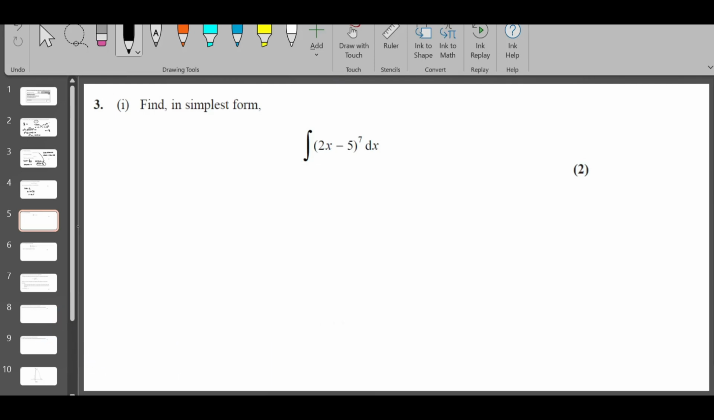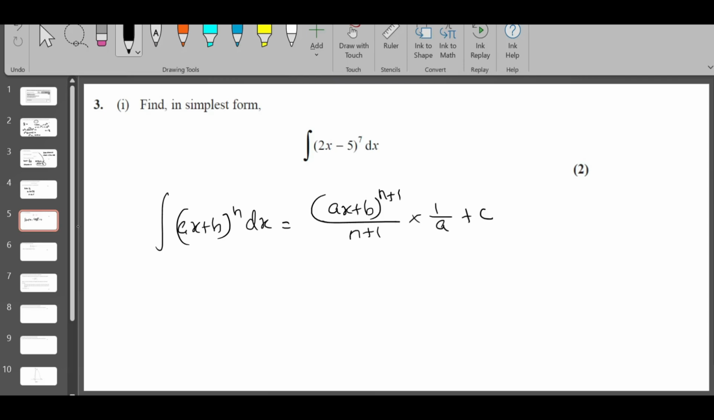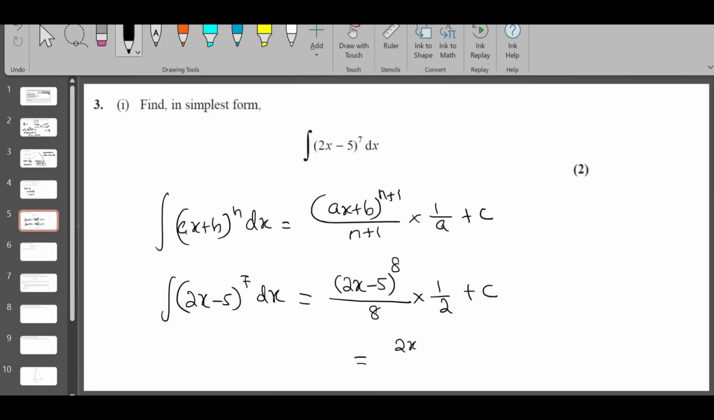Integrate this. Since it's a linear function, you can just write it as 2x. This is the rule. Always remember this. When you have a linear function to the power n, you can write the integral as power n plus 1 over n plus 1, times 1 over the coefficient of x, plus c. So in this case, the integral is going to be 2x minus 5 to the power 7 plus 1 over 7 plus 1, times 1 over the coefficient of x, plus c, which is 2x minus 5 to the power 8 over 16 plus c.